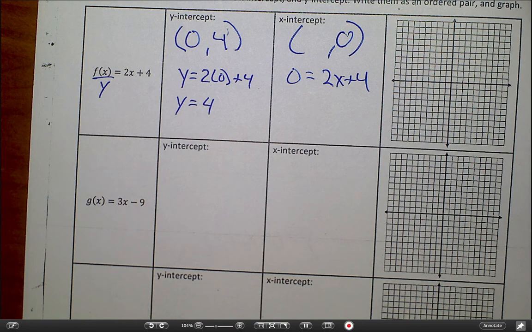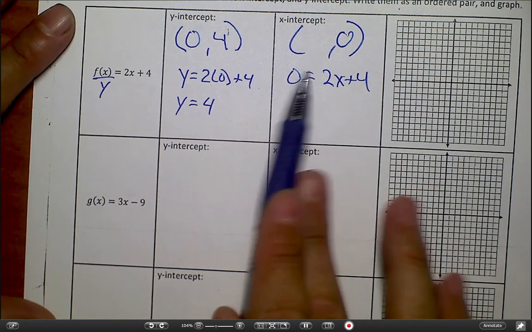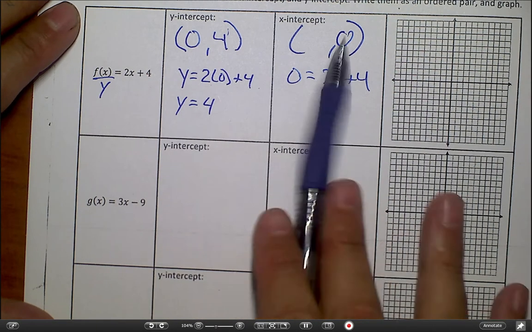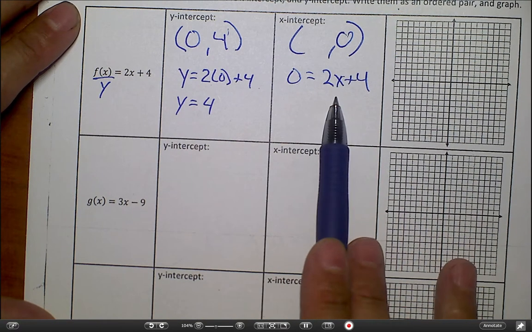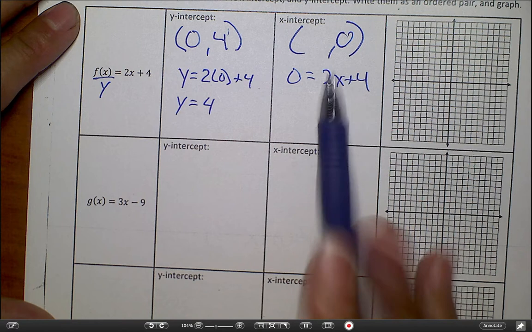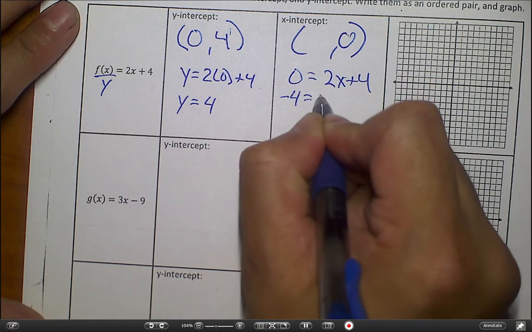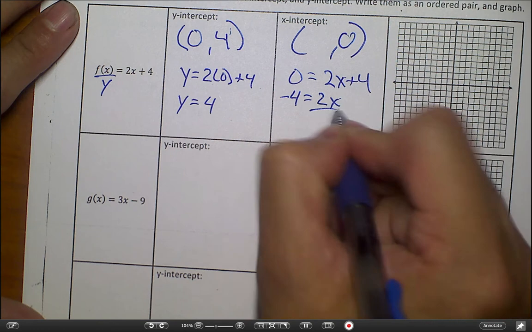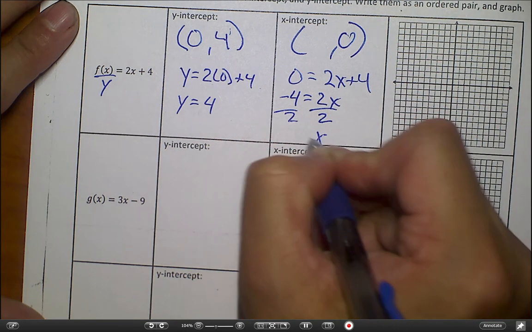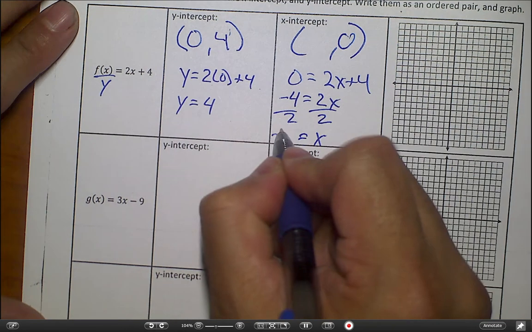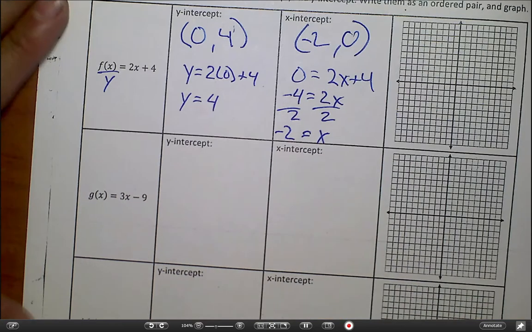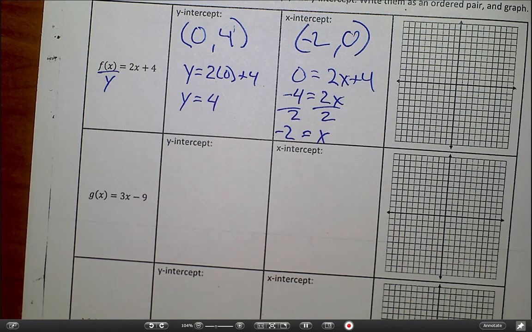So, on this one right here, I want to know what my y is going to be. Okay? And over here, I want to know what my x is going to be. So, let's go ahead, subtract 4 from both sides. Negative 4 equals 2x. Divide both sides by 2. X is negative 2. So negative 4 divided by positive 2 is a negative 2. And we're just doing that for all of them.